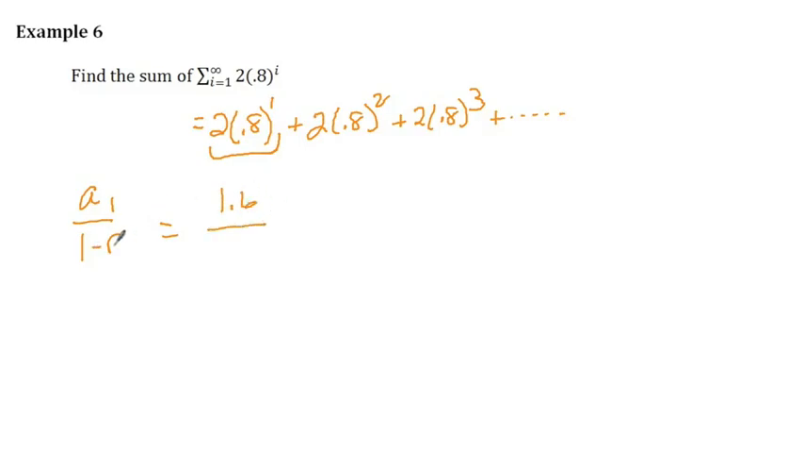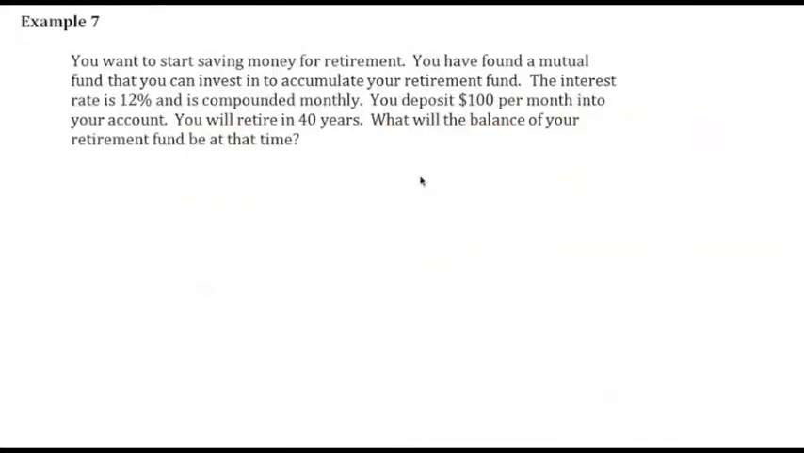And the r value, how to get from one term to the next, is simply that 0.8, that term right there. So 1 minus 0.8. And if you do that, you come up with a value of 8. Okay, now let's put this to use with an application type problem.